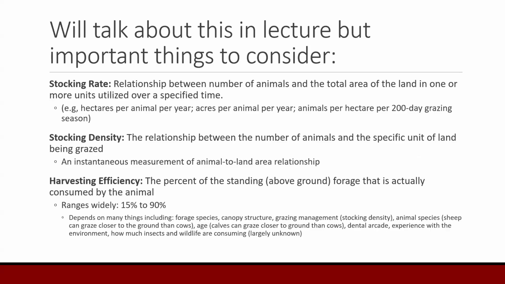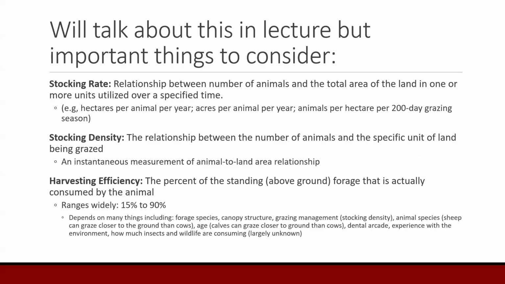All right, so just to refresh, key distinction here, stocking rate has an animal, land, and time element. Stocking density has just an instantaneous animal to land area ratio, right? So know the difference between those two.